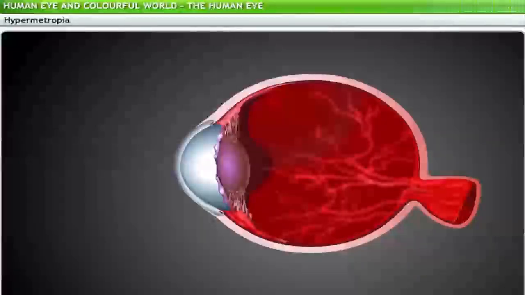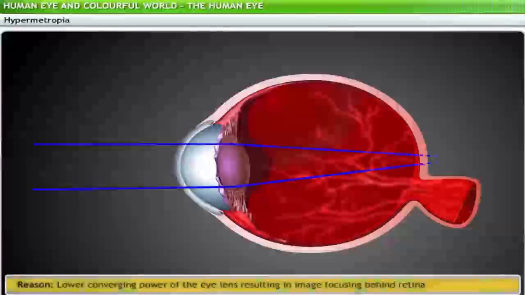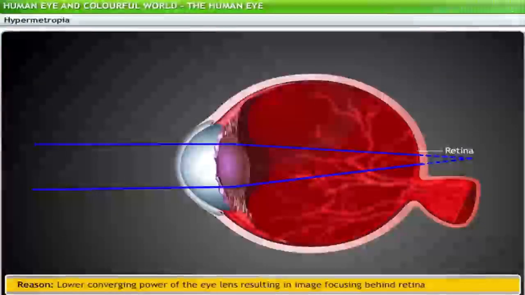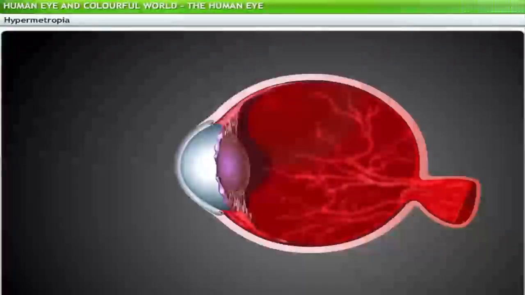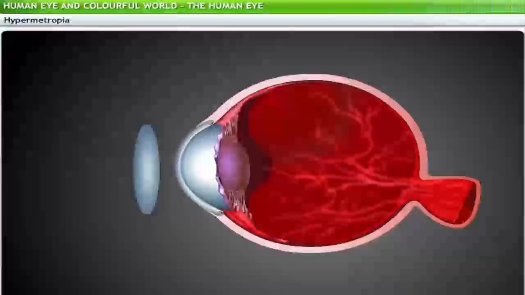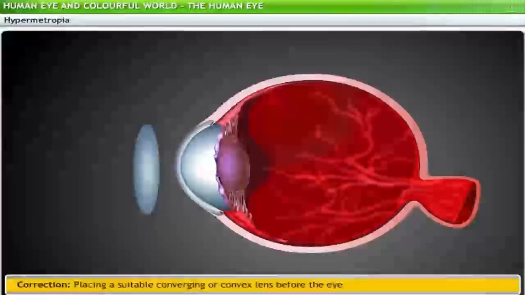This happens because the ciliary muscles become weak and are unable to alter the lens size as required. Due to this, the parallel light rays that are reflected from any objects located nearby are focused at a position behind the retina instead of on the retina. So what's the solution for this condition? Like myopia, hypermetropia can be corrected by placing a suitable lens in the line of sight. However, in this case, you'd use a convex lens instead of a concave lens.